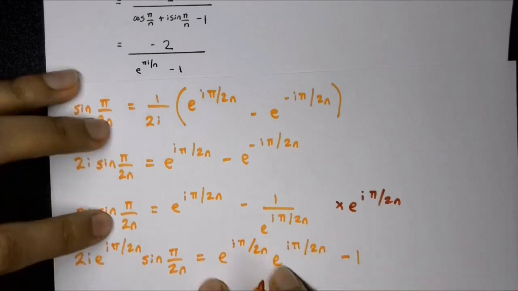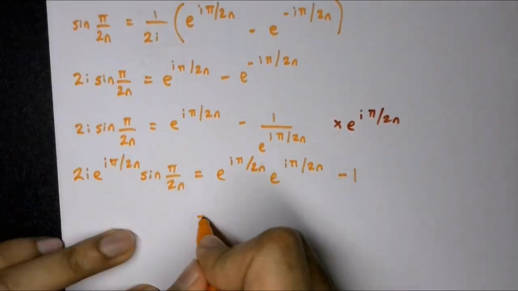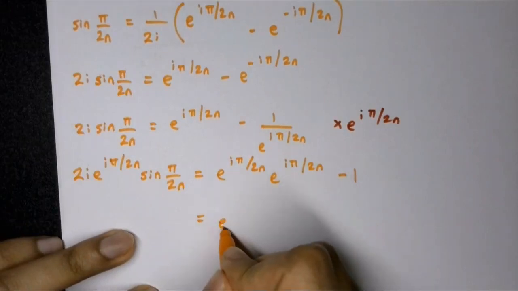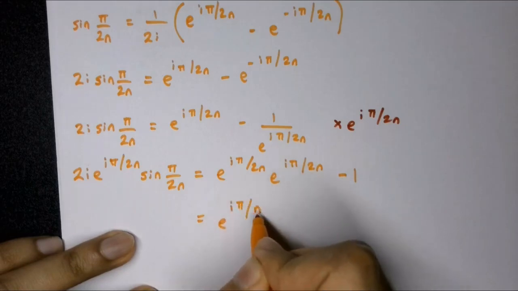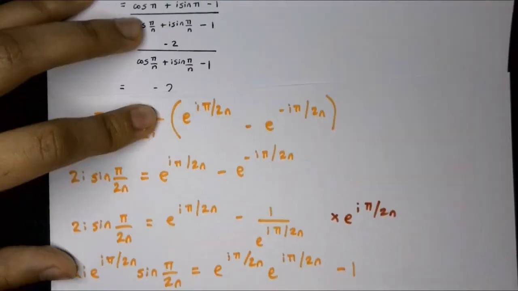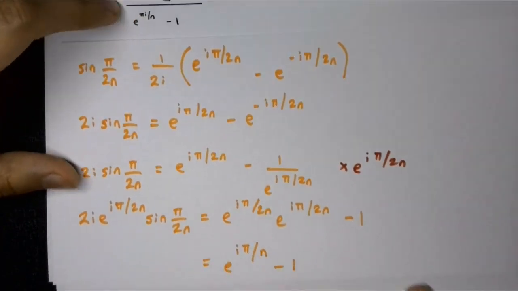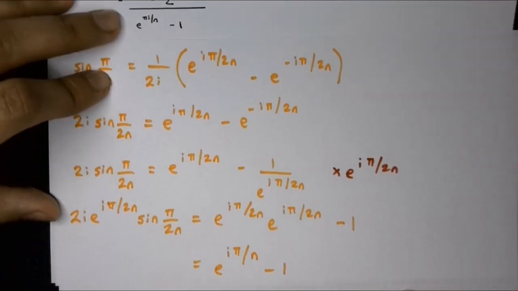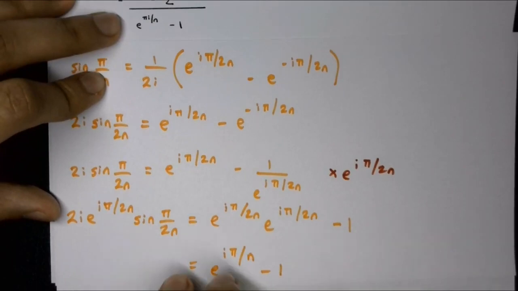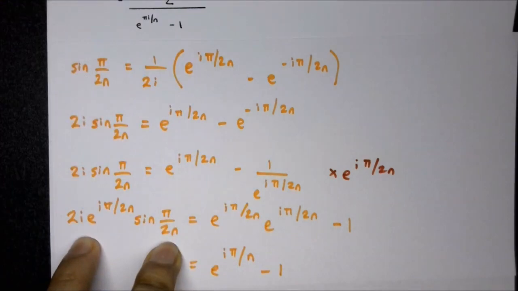And we can tidy this result up over here. So we can tidy this result to give us e to the i pi over n. And then we still have the minus 1. And this is what we have over here. So hopefully what you can now see, we can replace this bit with essentially what we have over here.